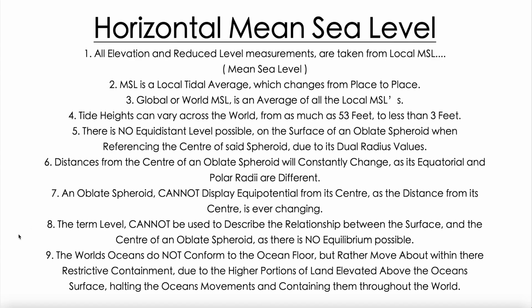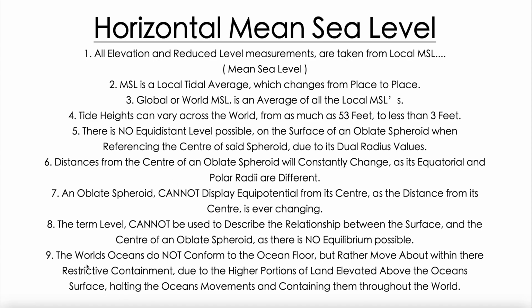8, the term level cannot be used to describe the relationship between the surface and the center of an oblate spheroid, as there is no equilibrium possible. You can't have equilibrium when something is constantly changing. That's constantly changing, not constantly equal. Equal and change are two different words. Okay, you can't have that. It's constantly unequal, right? Their model is constantly unequal. So level has no connection. The word level and its meaning has no connection to the center of an oblate spheroid. And the proof of this is they can't take elevations from the center of their belief. They have to take elevations from mean sea level.